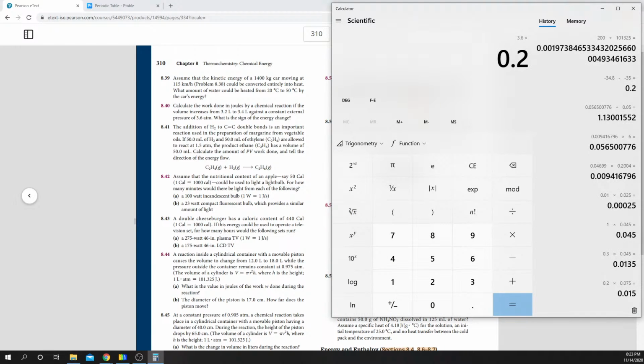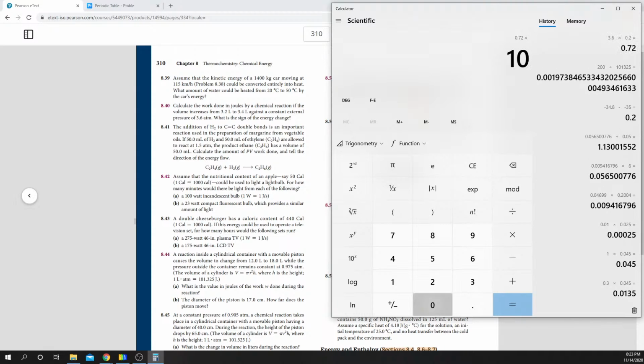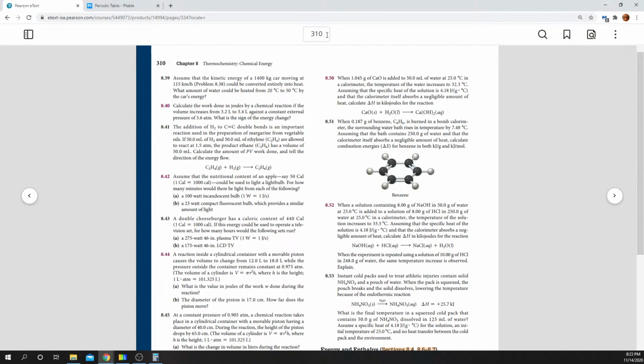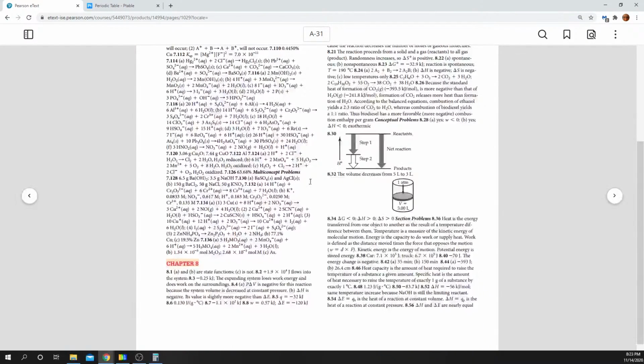3.6 times 0.2, just double checking, good, times 101.325 is 72, let's call it 73 kilojoules. And it's negative because it's expanding. The system is doing work on the surroundings. I always double check myself on these, and obviously not on top. Negative 70. Okay, they are weird. Maybe they're using a slightly different version of joules per liter atmosphere. Whatever.